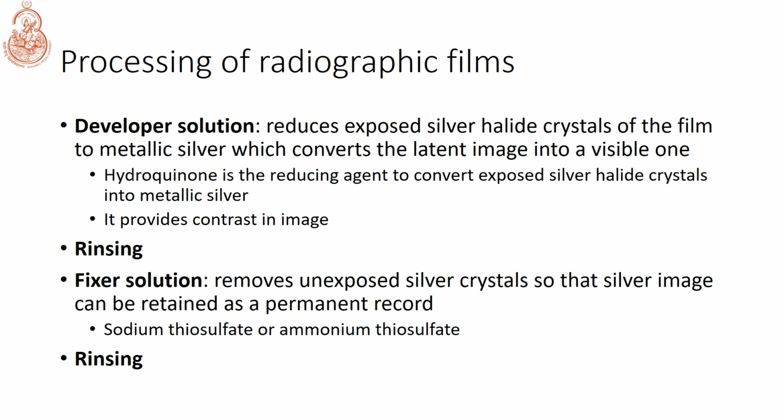This processing of the radiographic film has 4 different processes. They are the developing process, the rinsing process, the fixing process, and again a rinsing process. Once you do this, only then do we get an image on our X-ray film, which we can use for examining against a bright light.